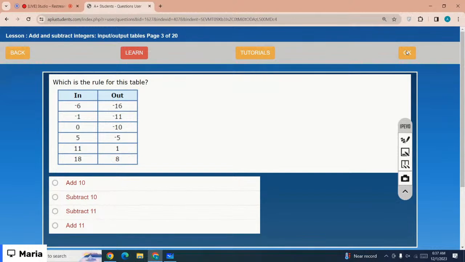The rule is subtract 10, right? Because negative 6 and negative 10 makes negative 16, isn't it? The rule is negative 10. You have to subtract 10 from each input value to calculate the output value, right? The correct option is subtract 10.